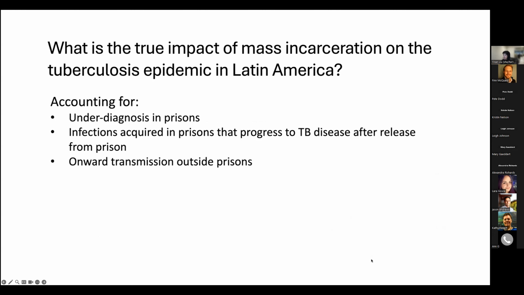All right, so we really set out to understand the true impact of mass incarceration on the broader population-wide TB epidemic in Latin America, accounting for all of these factors that prior studies that have focused on notifications in prisons or even on TB occurring within prisons have kind of overlooked.